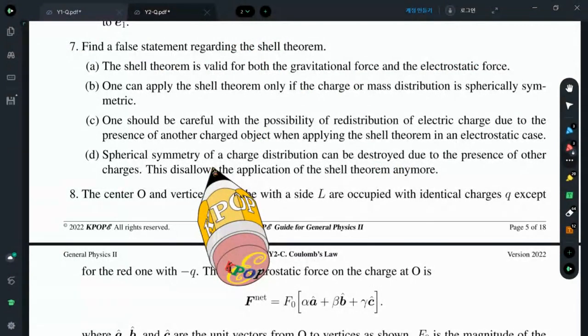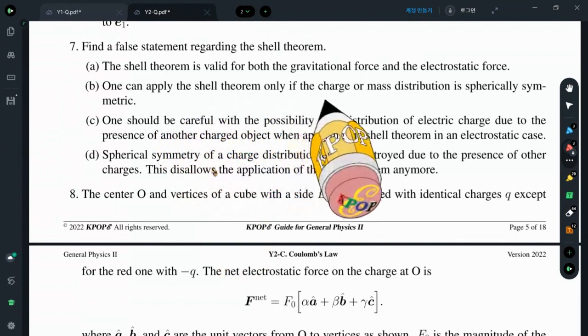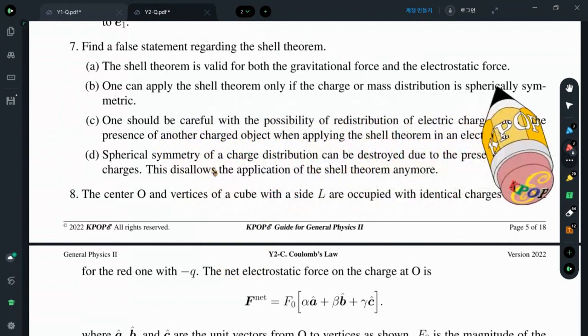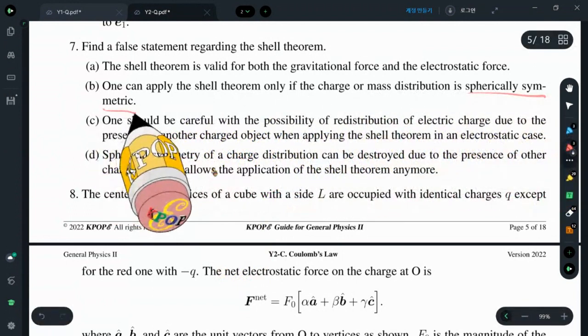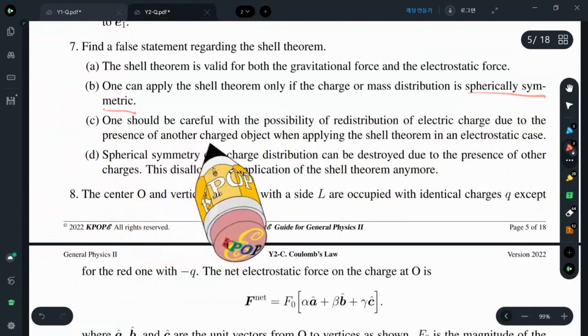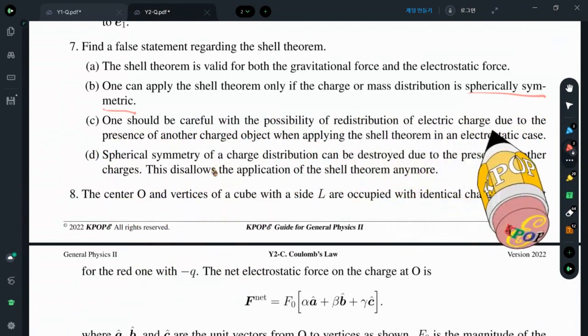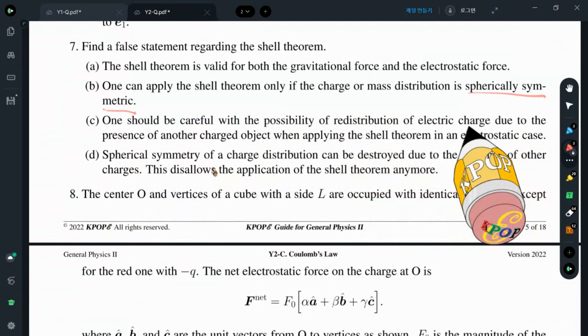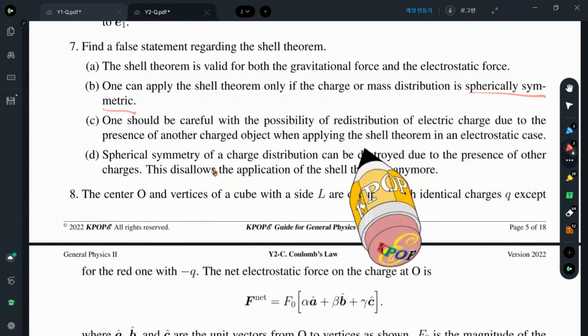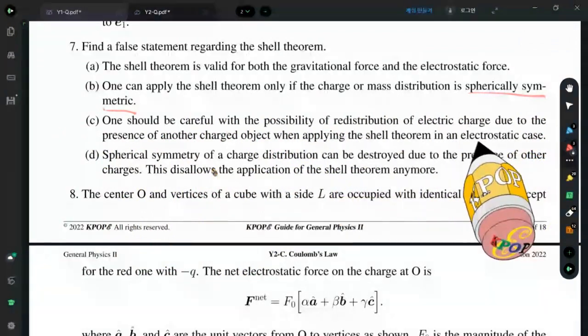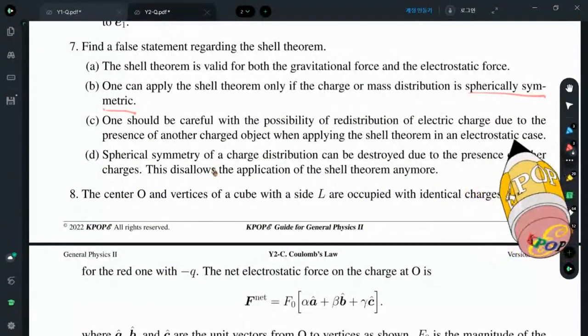The shell theorem is valid for both the gravitational force and the electrostatic force, right? One can apply the shell theorem only if the charge or mass distribution is spherically symmetric, right? One should be careful with the possibility of a redistribution of electric charge due to the presence of another charged object when applying the shell theorem in an electrostatic case.